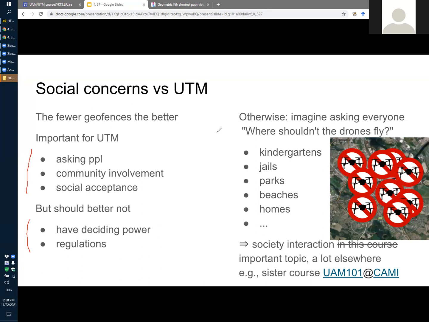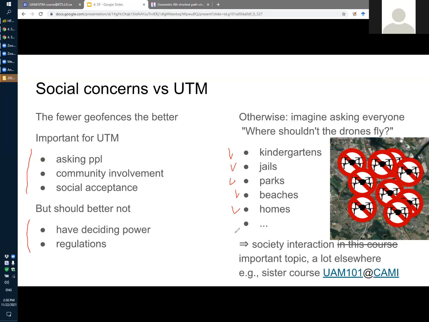I don't know if anybody did this kind of experiment, but I bet that if you ask everybody whether drones should fly, you will have all these reasons for different places for why the drones should not fly here and there and so on. You probably will not be able to fly anywhere, maybe some very remote areas, but we do want the drones to fly in urban areas. Urban air mobility is the important thing. So yes, society interaction is important.